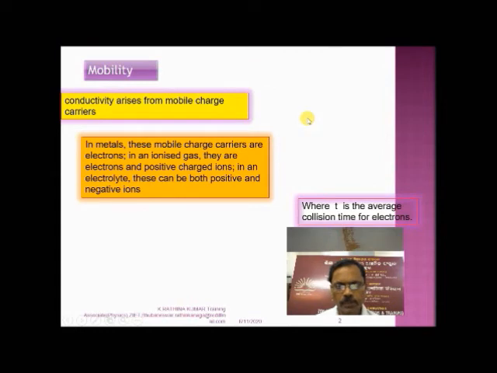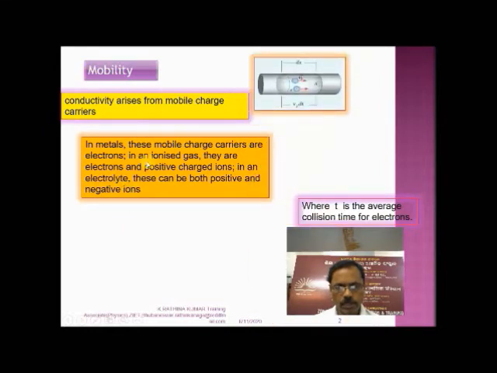Mobility is nothing but the conductivity arising from mobile charge carriers. As I told you, when a charge is moving in a conductor, it will undergo collisions. After the collision, that charge will move in a uniform direction at a uniform speed, called drift velocity. So mobility is the drift velocity divided by the electric field.